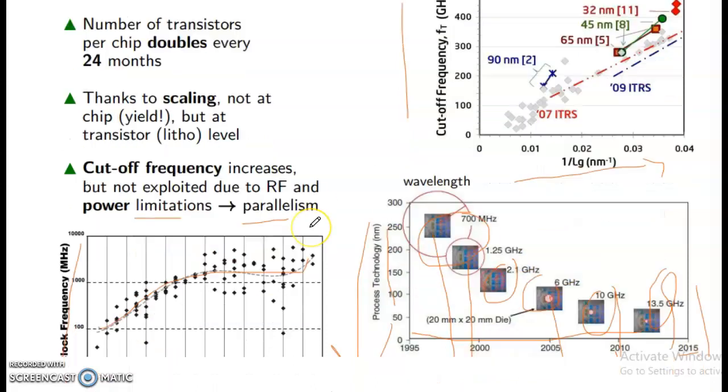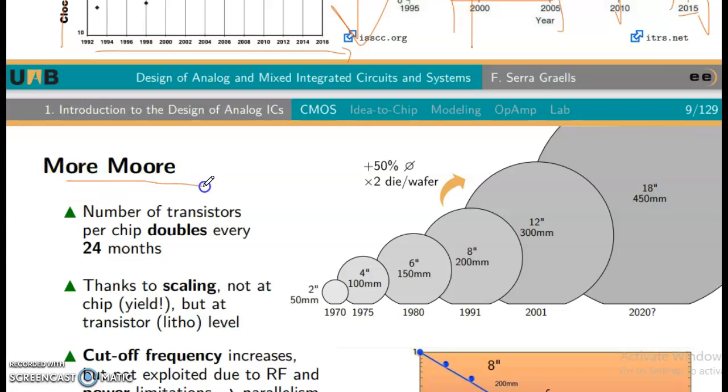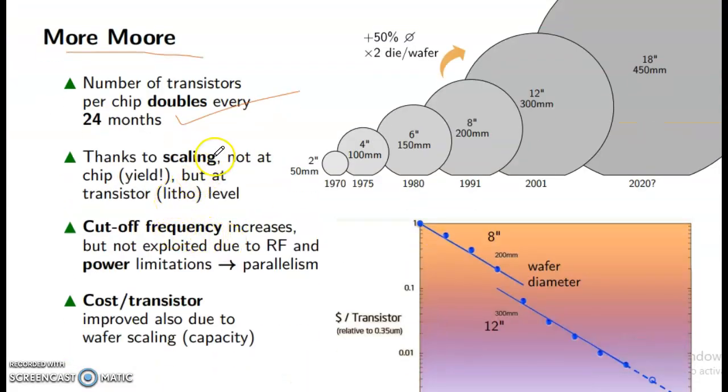More, as we have seen in the last video. The number of transistors per chip doubles every 24 months thanks to scaling, not at the chip level but at the transistor level.